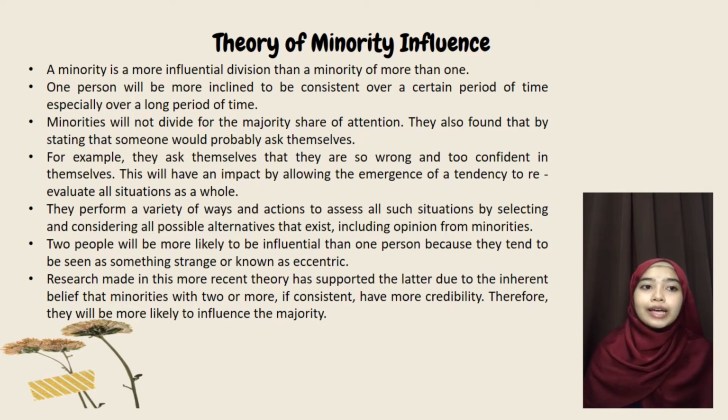On the other hand, two people will be more likely to be influential than one person because one person tends to be seen as something strange, or known as eccentric. Research made in this more recent theory has supported the latter due to the inherent belief that minorities of two or more, if consistent, have more credibility. Therefore, they will be more likely to influence the majority.